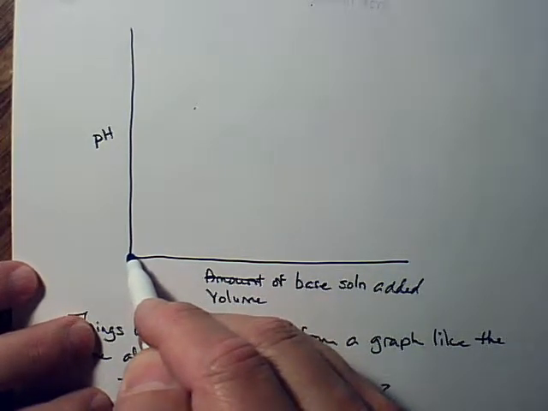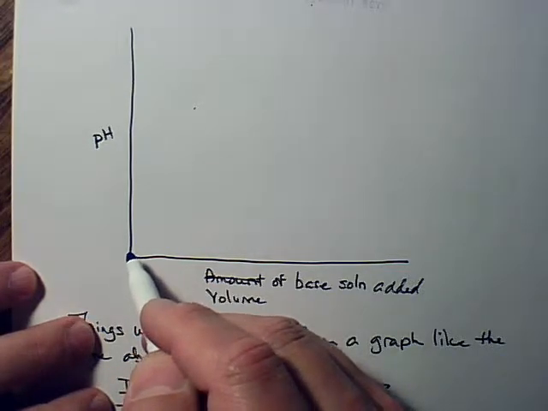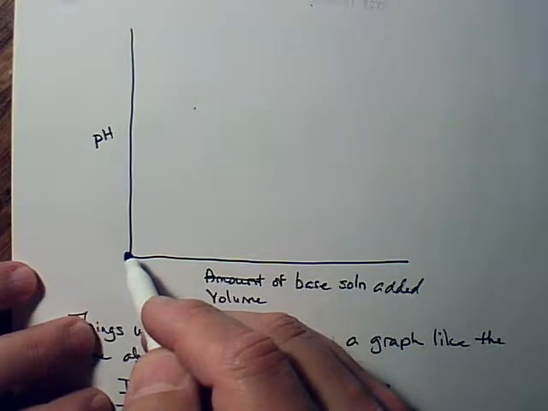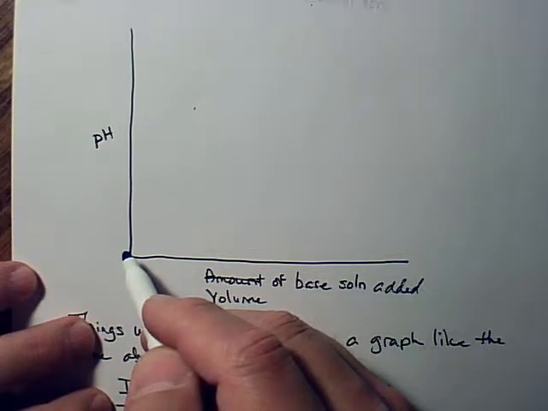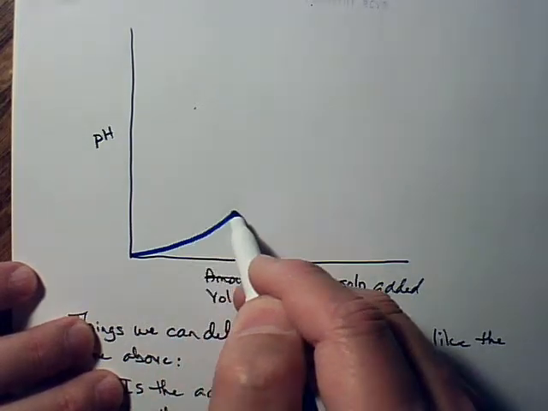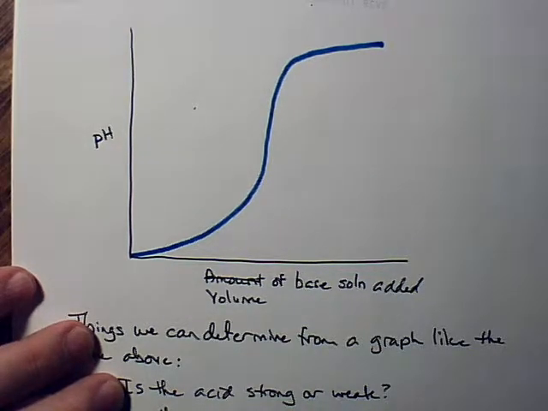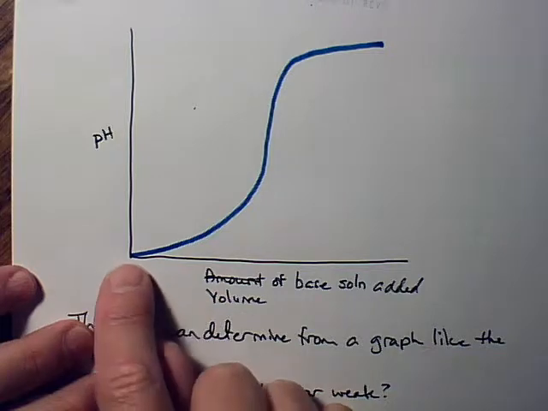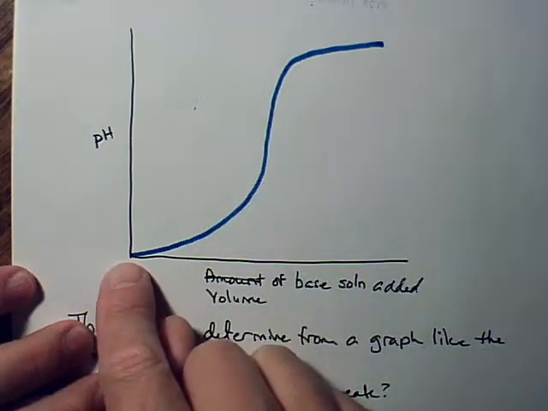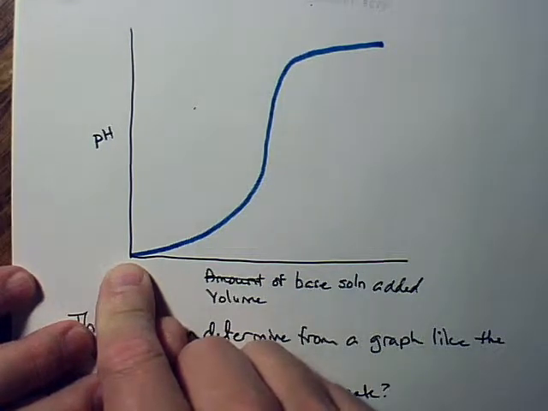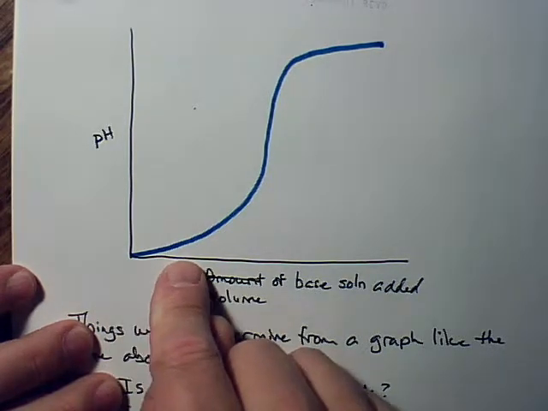A strong monoprotic acid is going to start down near 0 or even below. Now, it might not start at 0 if it's already been diluted or something, but it's going to be down there somewhere close to it. But the pattern is going to look something like this. It means that the pH of the acid, before I start putting any base in there, is down near 0, maybe even below 0. Okay? And as I add base to it, the pH starts slowly to go up.